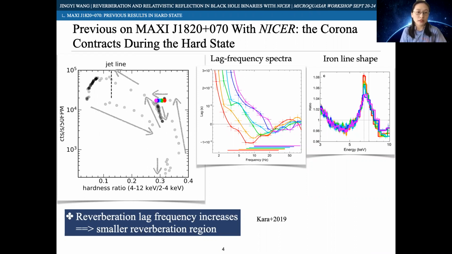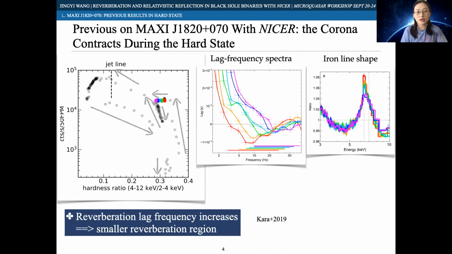In the lag frequency spectra in the middle, you can see low-frequency hard lags and high-frequency soft lags, whose frequency range is represented by the horizontal lines. Those soft lags are due to reverberation in the innermost disk corona region. And the main finding was that in the hard state, the soft reverberation lag happens at higher and higher frequencies, and the lag also becomes shorter, which implies a smaller region that causes reverberation.